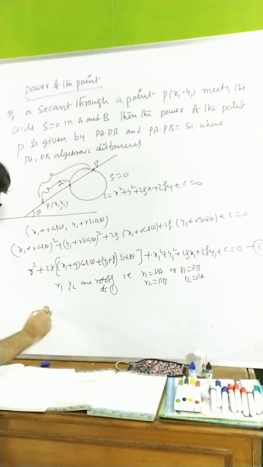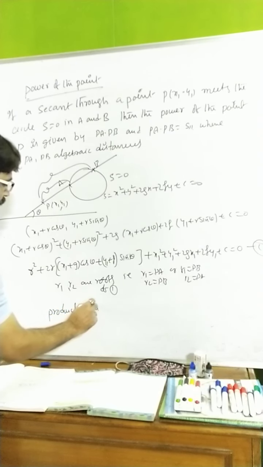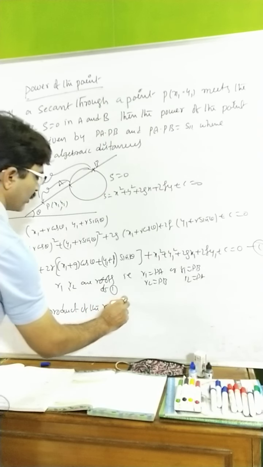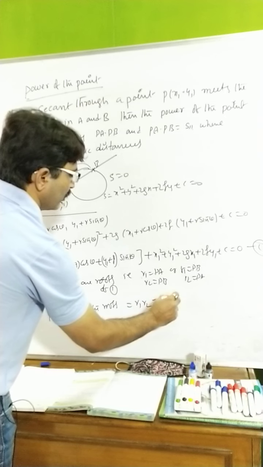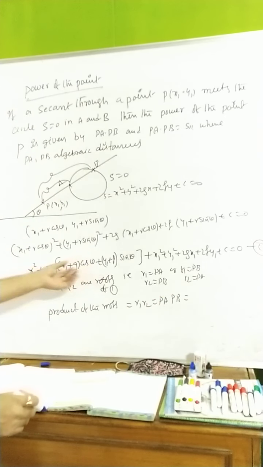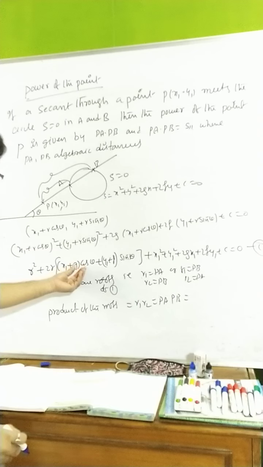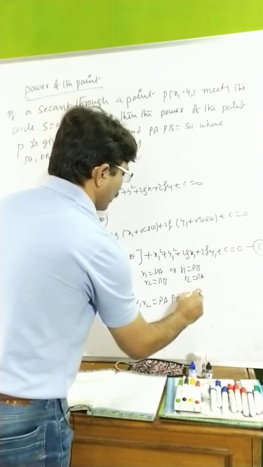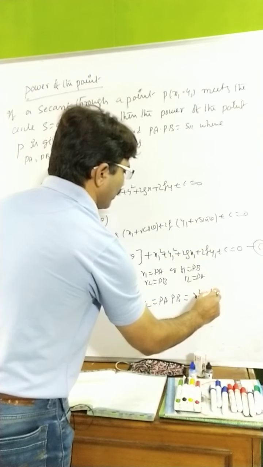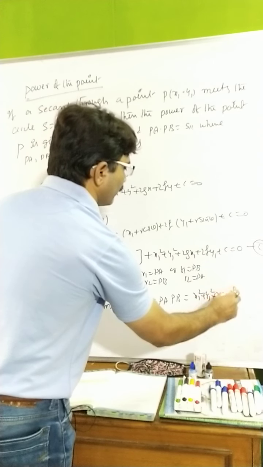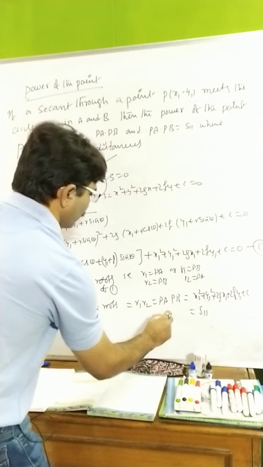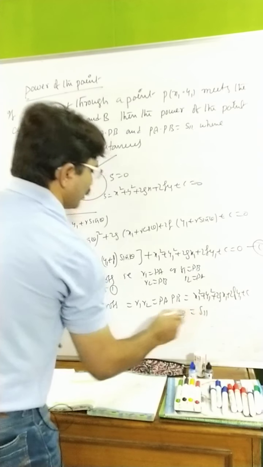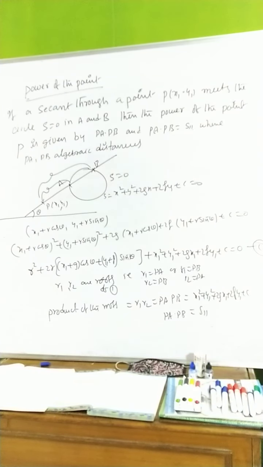Now here I am using the condition for the product of the roots. The product of the roots, r1 r2, you can write as PA into PB. From the equation, the sum of the roots is minus b by a, and the product of the roots is x1 square plus y1 square plus 2g x1 plus 2f y1 plus c, which is simply S11. So PA into PB is also S11. We proved it, guys.